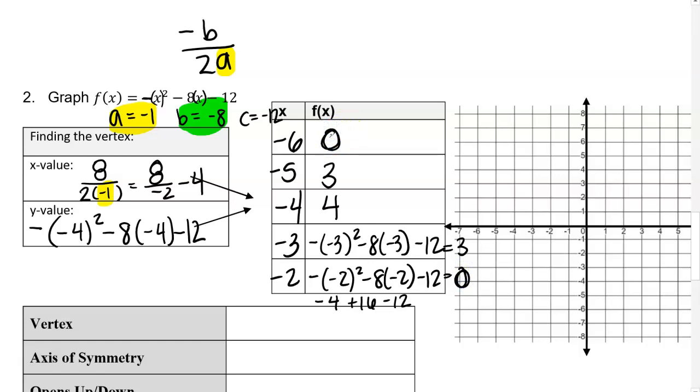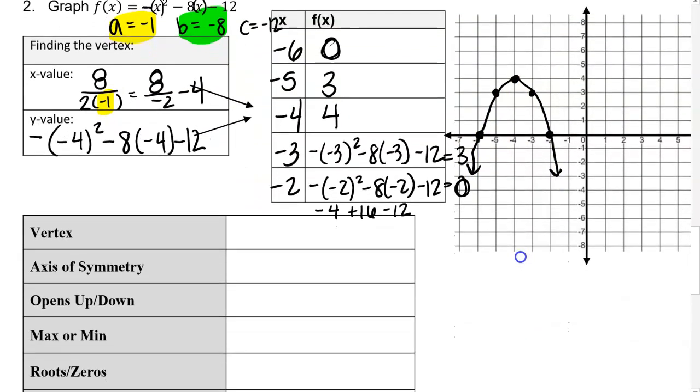Because the A value is negative, I should be looking for this quadratic to face down like a frown. And I want to make sure that the points that I have are in fact symmetric and create a U-shape. Okay, that's it. Again, if you need help answering any of the characteristics, please see the graph of quadratic characteristics video.